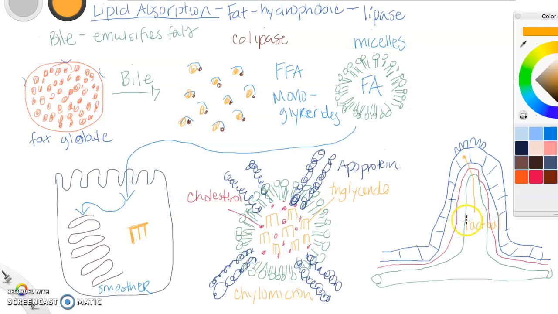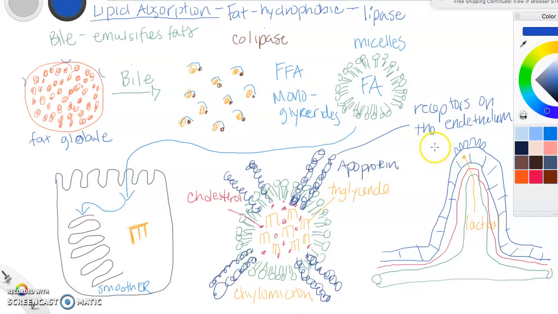Okay, once it's in the bloodstream, this chylomicron gets to the liver, and in the liver capillaries there are receptors, and these apoproteins link to receptors on the endothelium, which is the epithelium of a vessel. So the endothelium has these receptors and it links onto that endothelium.